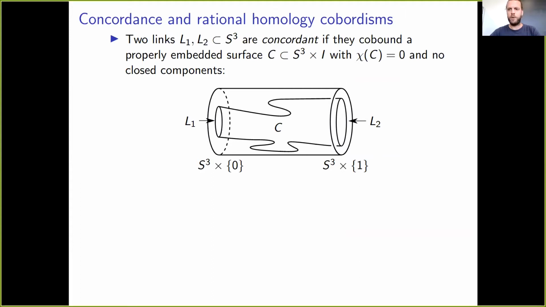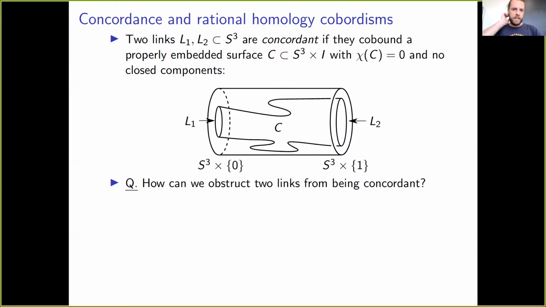If you're used to the standard notion of concordance between knots, where we just require a concordance to be a properly embedded annulus in S3 cross I, this notion here coincides with that notion in the case where L1 and L2 are knots. So this is just one way of generalizing concordance to the setting of links, which is the notion I'm using in my paper.